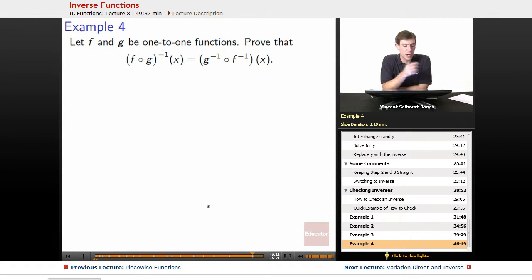Example: f and g are one-to-one functions. Now prove that (f composed with g) inverse is equal to g inverse composed with f inverse. So this might be a little daunting at first. These are weird symbols. We're not used to using these sorts of things.